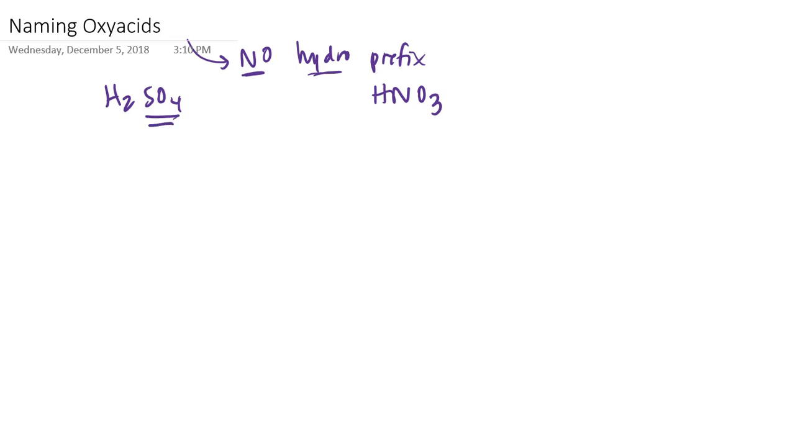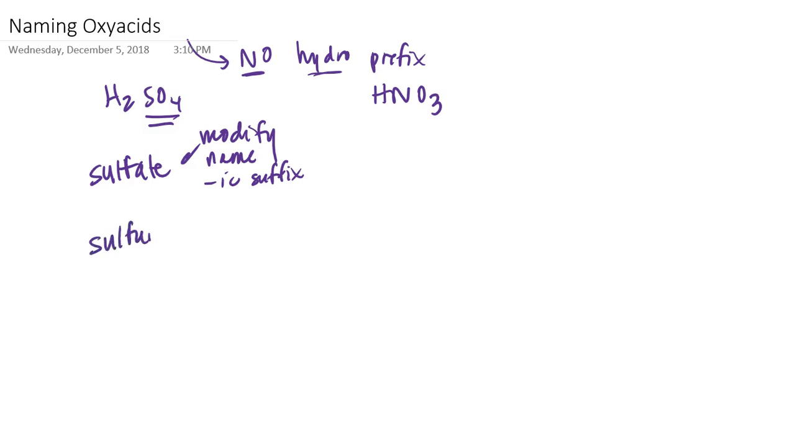Okay? So this would be the sulfate anion. And so I'm going to modify this name so that it contains the IC suffix that I demonstrated in the previous slide. So for sulfate, that would look like this. It would be sulfuric. All right, and to finish off the name, I would call it sulfuric acid.